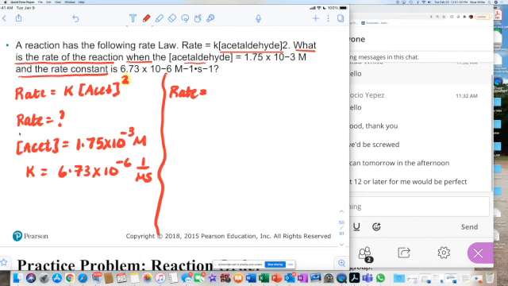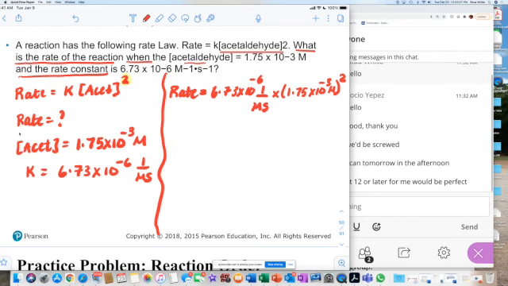Okay. Rate equals, what is K? 6.73 times 10 power negative 6, right? 1 over M s, that's the unit for K, times acetaldehyde, 1.75 times 10 power negative 3. I gotta square this. So I'll deal with the square number first so I don't forget. Open parentheses, 1.75 exponent negative 3, close parentheses, and then square this. Square.